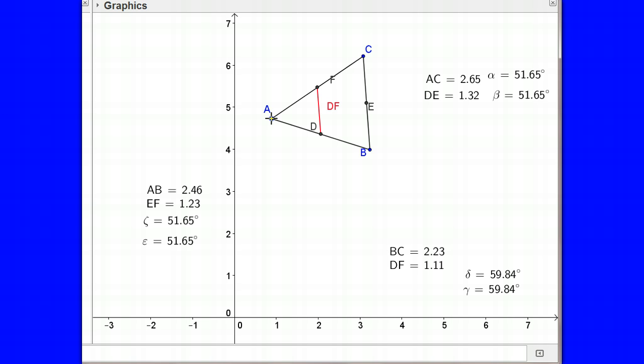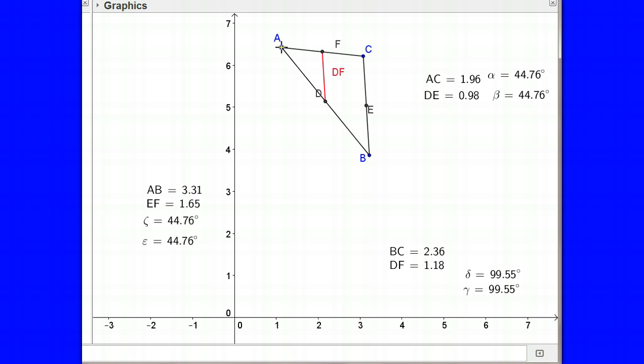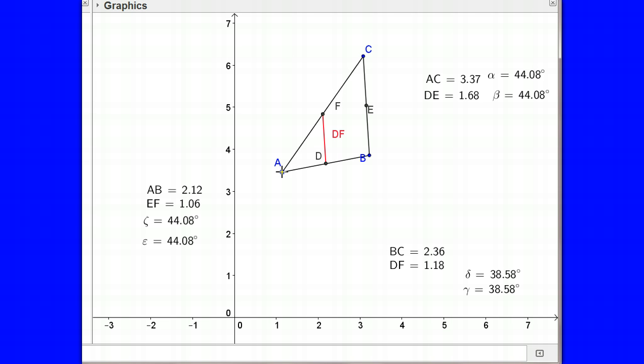Okay, the number is a little bit off. That has to do with a rounding issue. There we go. You can see DF is the mid-segment. It's still half of that other side, BC. Notice how these two angle measurements here are the same. Again, they're corresponding angles. So yes, they're changing, but they're always staying the same. So we have corresponding angles congruent. Again, that implies parallel lines.